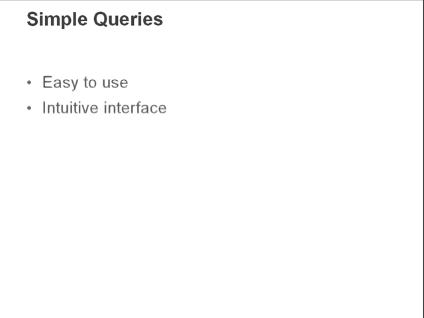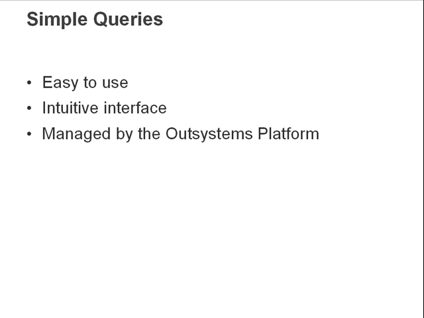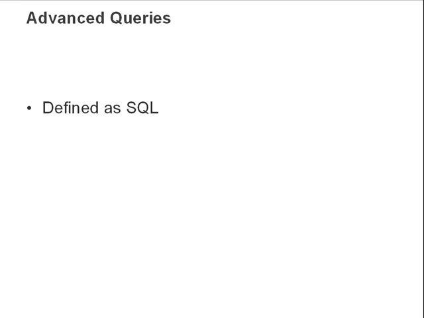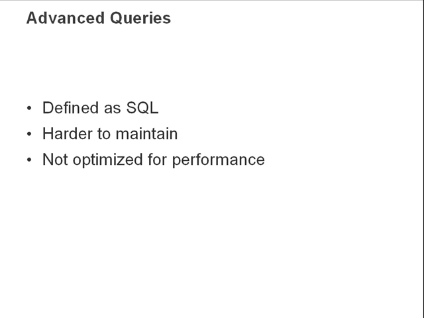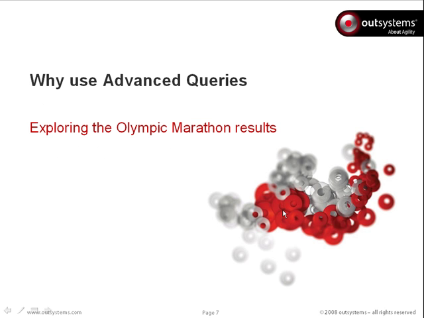Simple queries are easy to use, have an intuitive interface, they are managed by the OutSystems platform, and are optimized for performance. Advanced queries are defined as SQL. They are harder to maintain and they are not optimized for performance. You should use simple queries whenever possible. However, sometimes you will need the extra power of advanced queries.